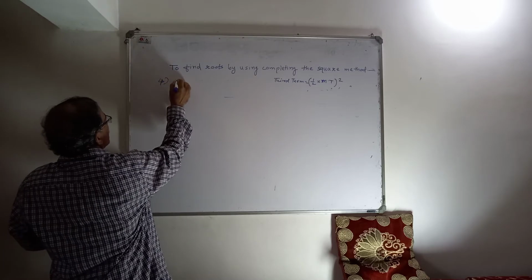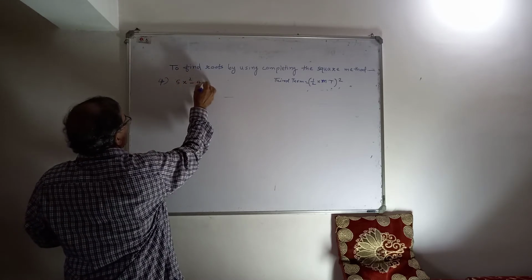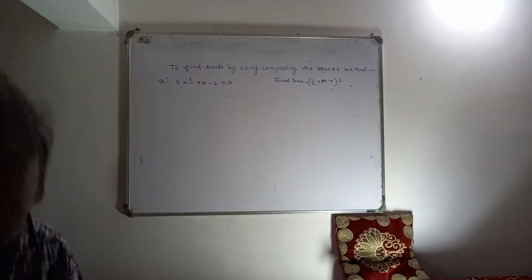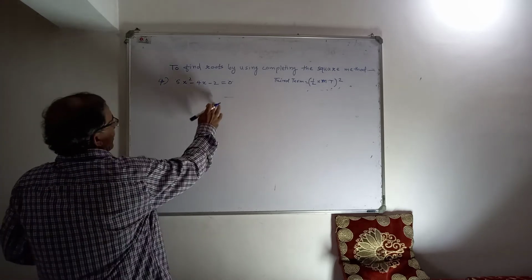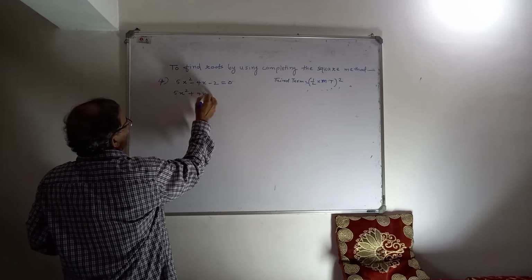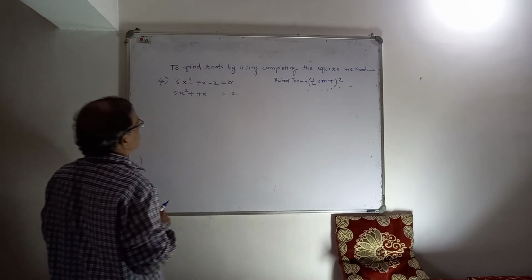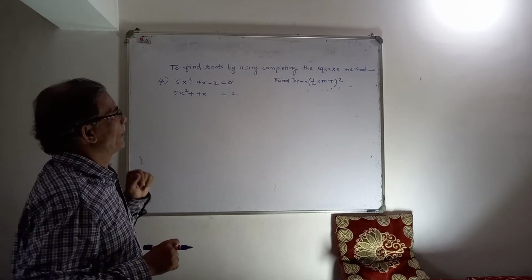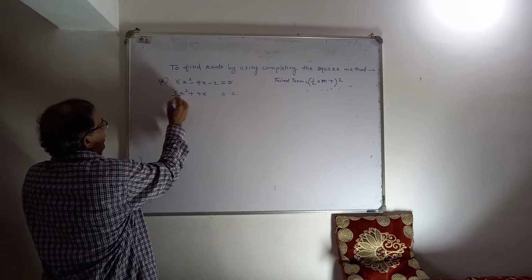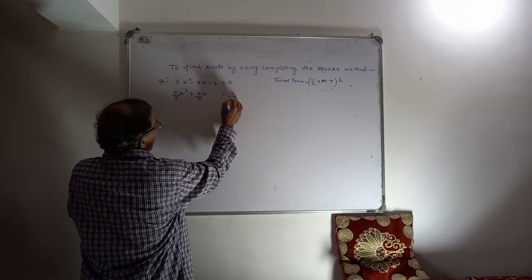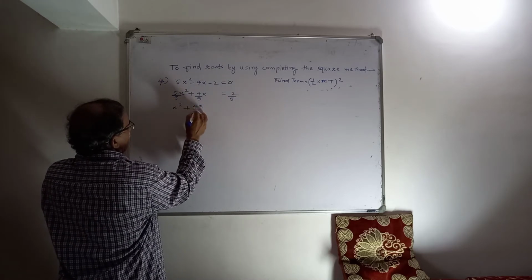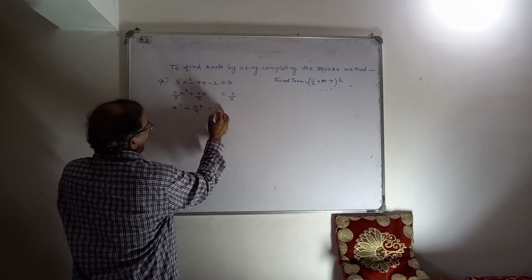The fourth example, 5x square minus 4x minus 2 is equal to 2. So in first step, convert c to the right hand side, means 5x square plus 4x is equal to 2. Now we cannot determine the third term, because 5 is there. We have to remove this coefficient. This means divide by 5, and here also 5. So what remains here? X square plus 4x by 5 is equal to 2 by 5.